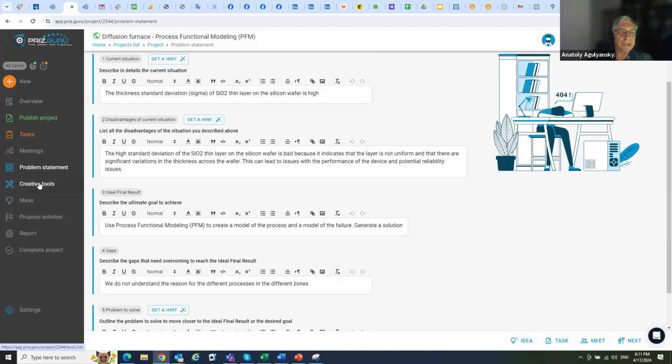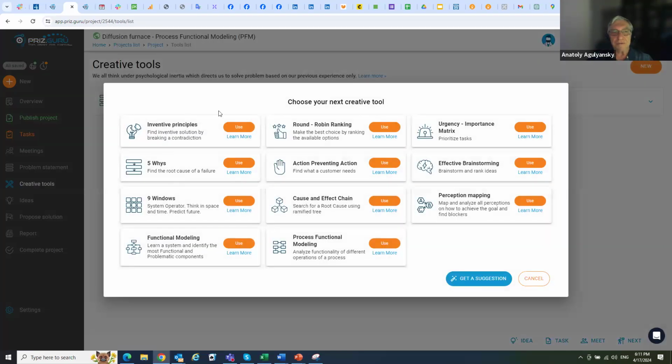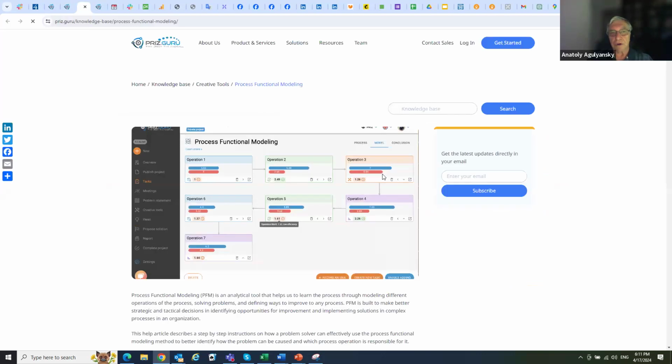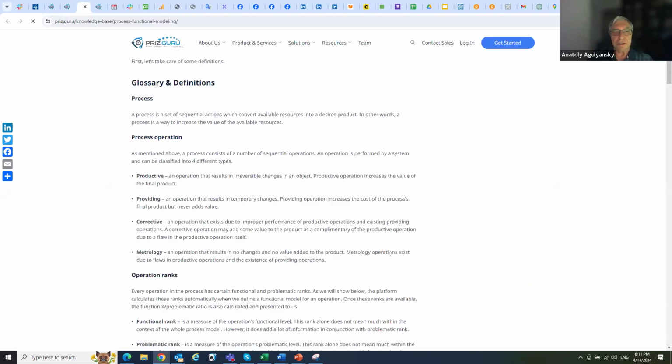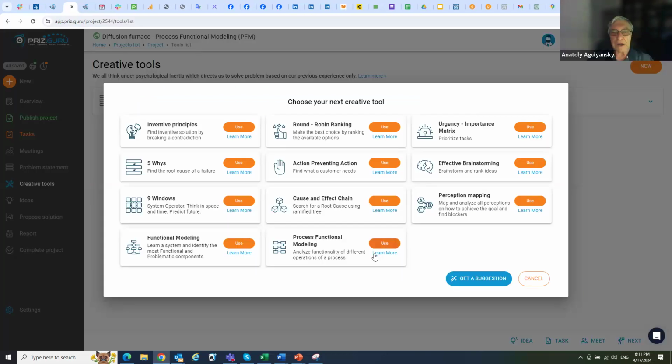So we go directly to the tools. We have 11 creative thinking tools, and this tool, process functional modeling, is here. You have a button here, learn more, and you can learn how to operate with this tool. Everything is written very, very well. So let's open it.